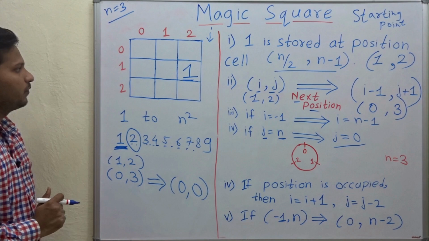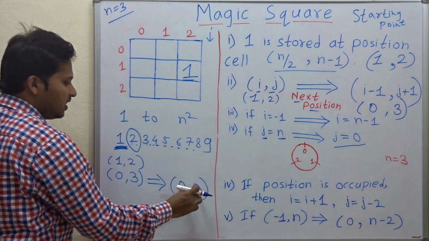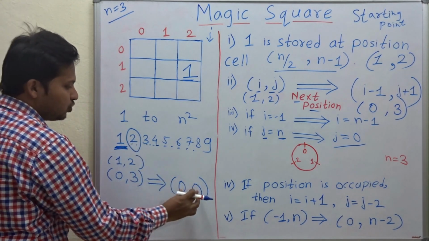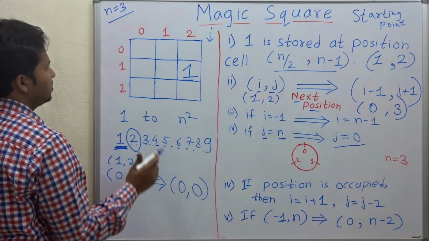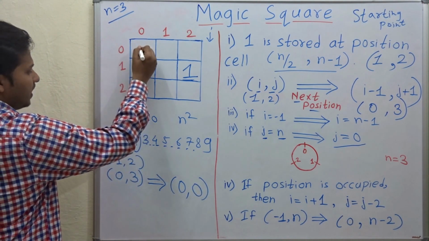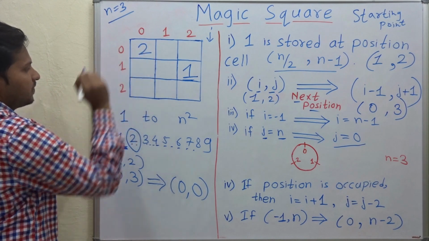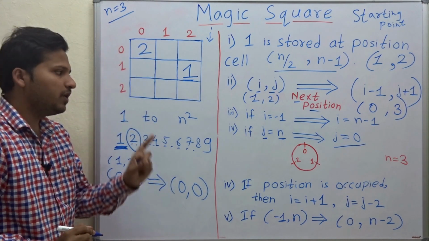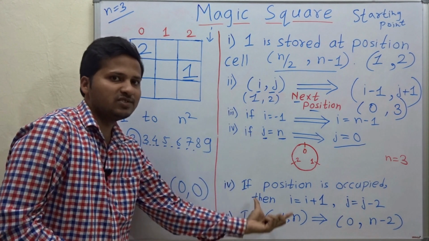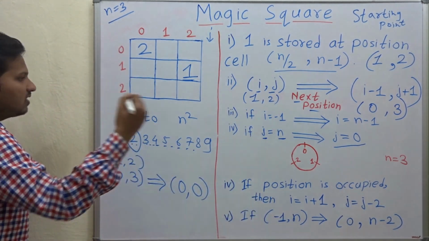Okay, so now we have to keep the next number, that is 2, at the 0 comma 0 position. So 0 comma 0, and you have to keep 2 there. As we go further, you will perfectly understand all these rules. Okay, so let's start solving.